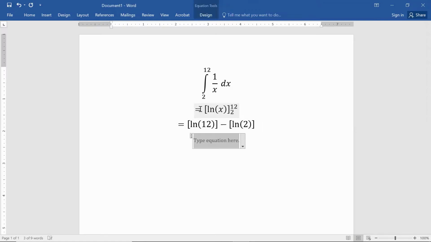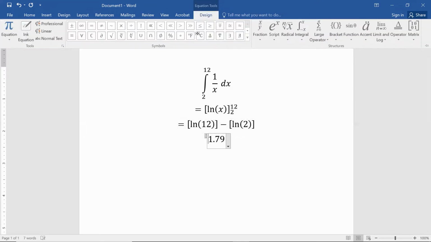I type that into my calculator all at once, otherwise we're going to get some ugly looking decimals. So natural log of 12 minus natural log of 2. You should end up with 1.79, at least approximately. And again, this is something you're just typing into your calculator. Nothing fancy about that.